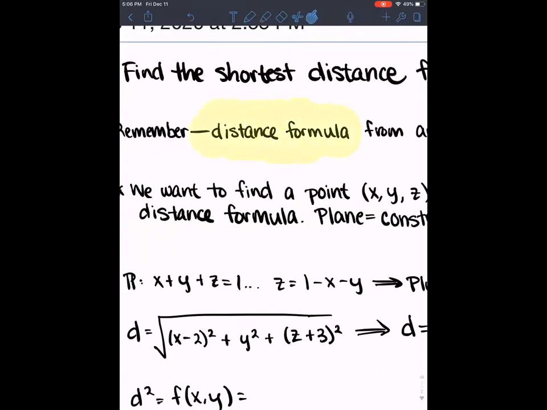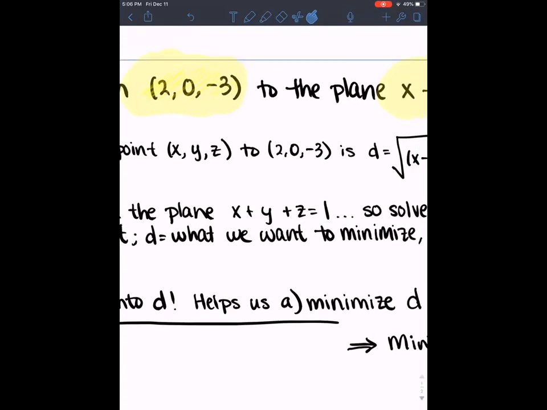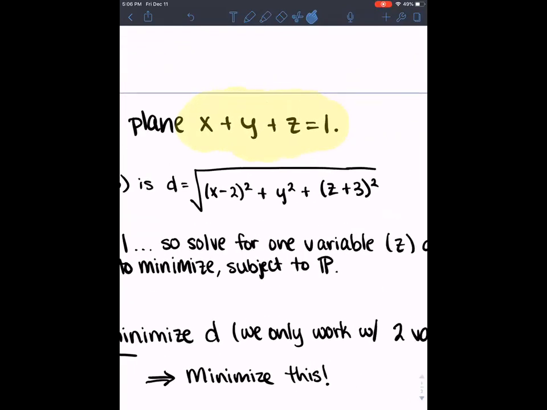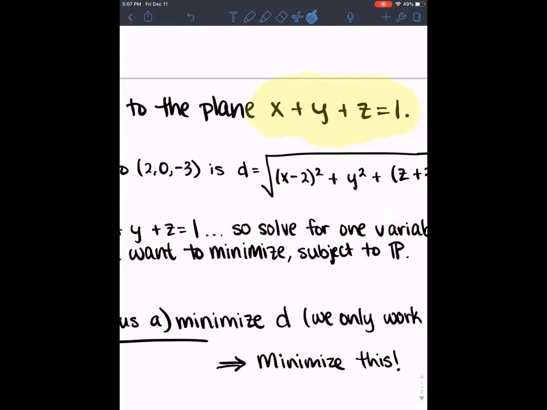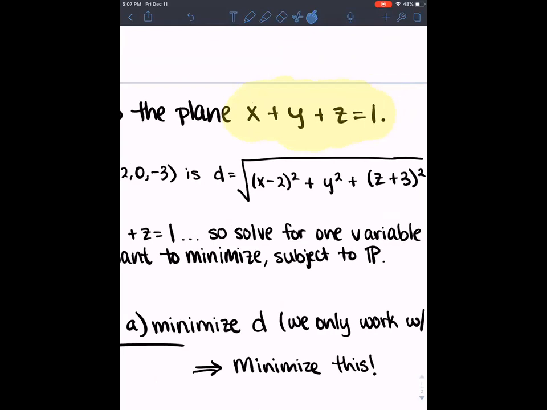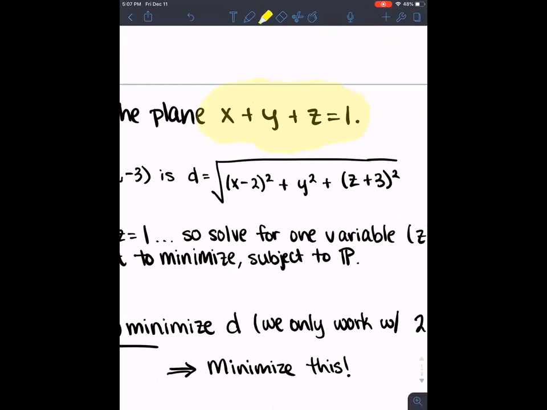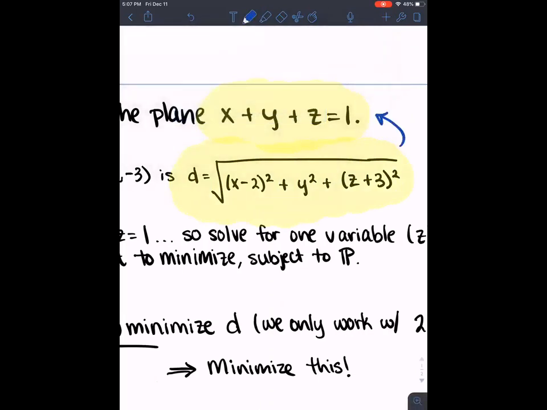Remember that the distance formula from a random point (x, y, z) to (2, 0, -3) is this. You do (x - x1) or (x - 2), (y - y1) or y - 0, which is y squared, and then (z - z1), which is z - (-3) squared, or (z + 3) squared. And this gives us the equation that we want to minimize given the constraint of the plane x + y + z = 1.